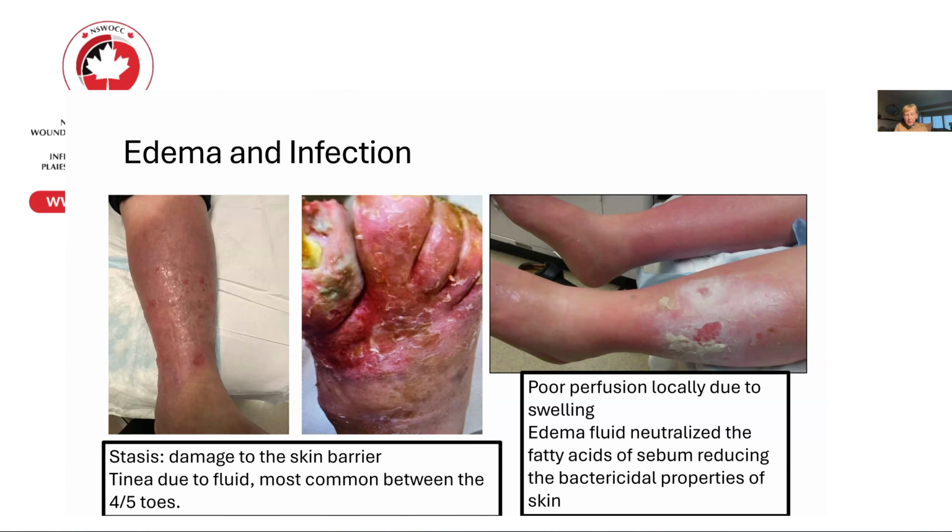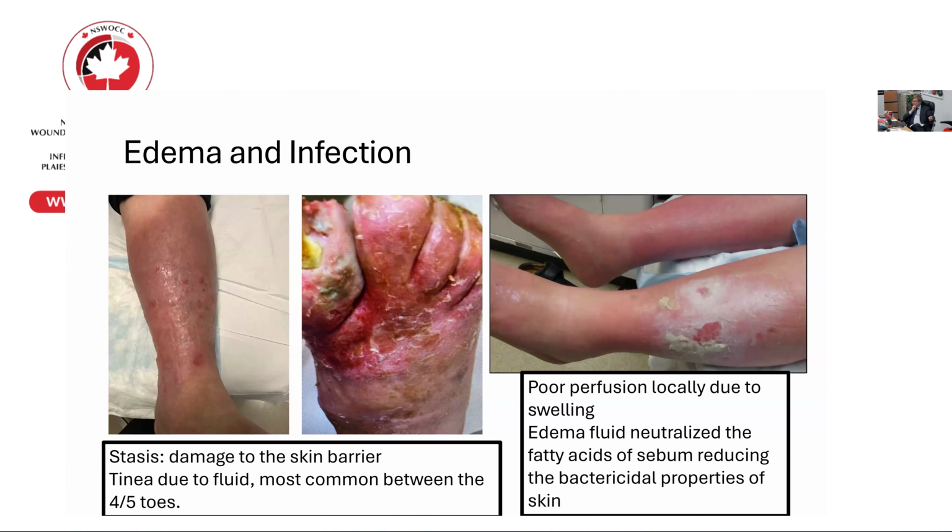Poor perfusion. Well, we know that if you have edema, you have blood vessels further away, and it delays healing. The perfusion to the ulcer is poor, so reducing the edema will increase perfusion. And we know that edema also has its effect on fatty acids on the surface of the skin, which actually act as bactericidal properties for the skin to prevent infection. So edema is not a good thing in the lower extremity, and we need to really work to understand why it's there and what we can do about it.